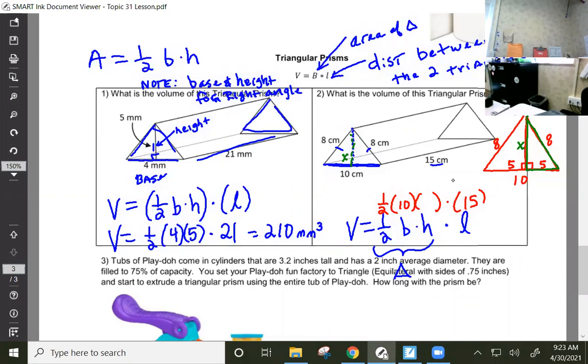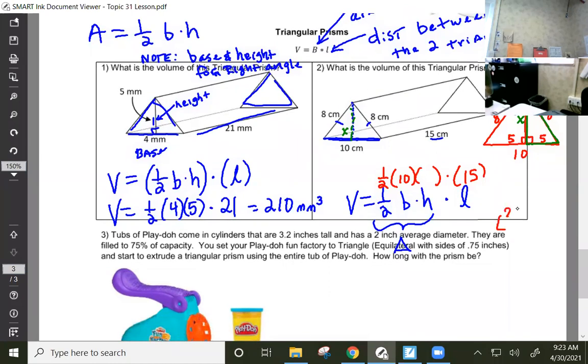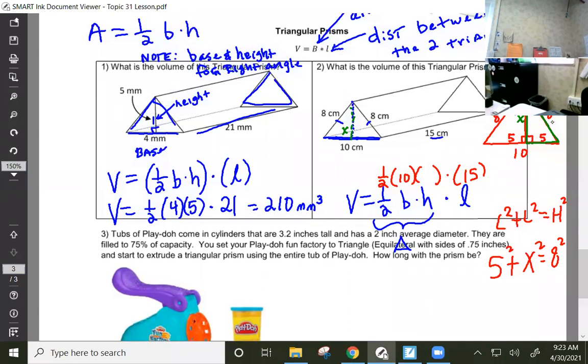Now, leg squared plus leg squared equals hypotenuse squared. So one leg is 5, the other leg is unknown at x, and that's going to be equal to 8 squared. 8 being the hypotenuse, right across from the right angle of the triangle. Okay, so this is 25 plus x squared equals 64, and then subtract the 25 from the 64, and we get, is that 39?